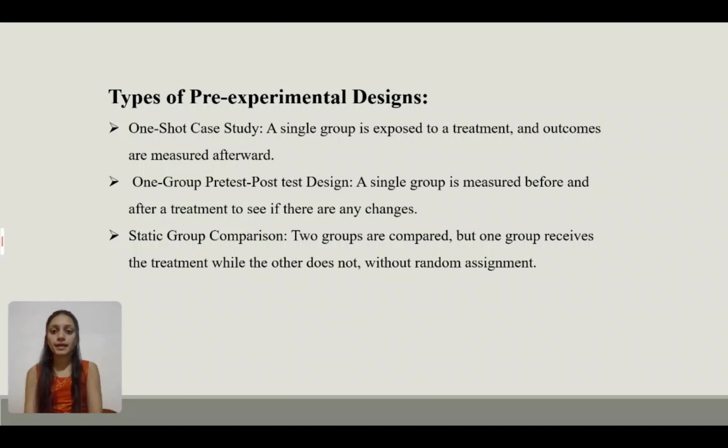Subtypes in pre-experimental design. The first one is one-shot case study. That means a single group is exposed to the treatment and outcomes are measured after. Second, one group pretest-posttest design, that means a single group is measured before and after treatment to see any changes. Then third one is static group comparison. Two groups are compared, but one group receives the treatment while the other doesn't, without random assignment. These are the types and information about the pre-experimental design.